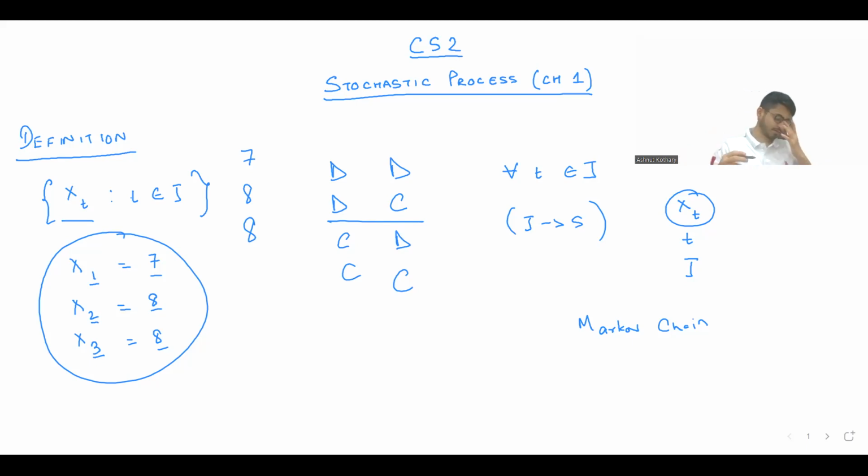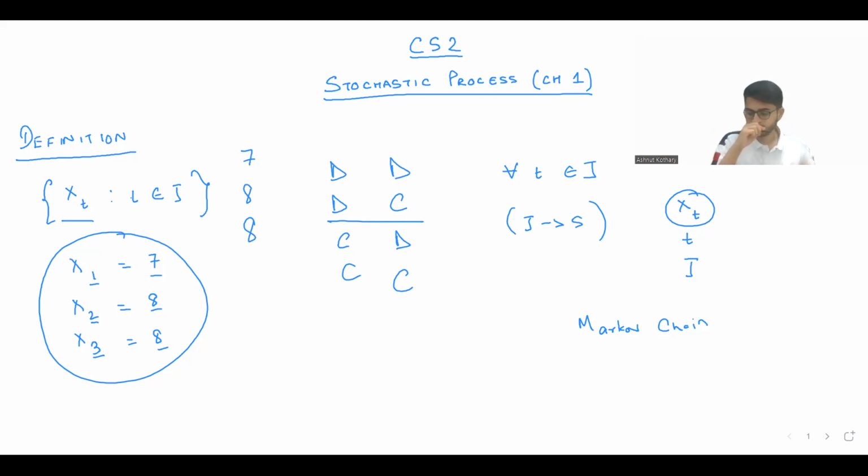You could say that number of 100 rupees received till time t. This will have a discrete state space and a continuous time set.